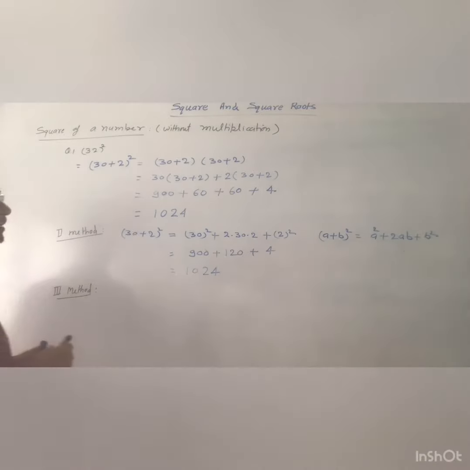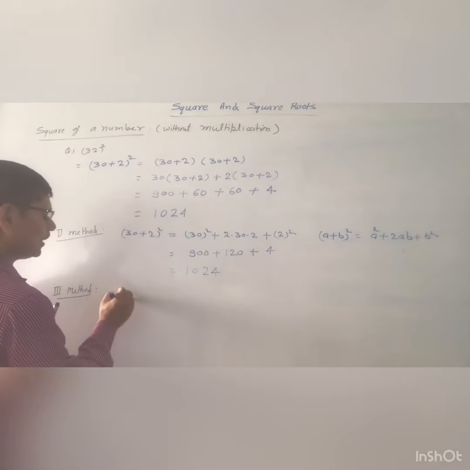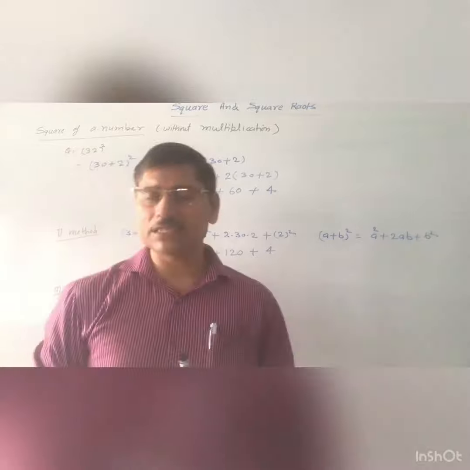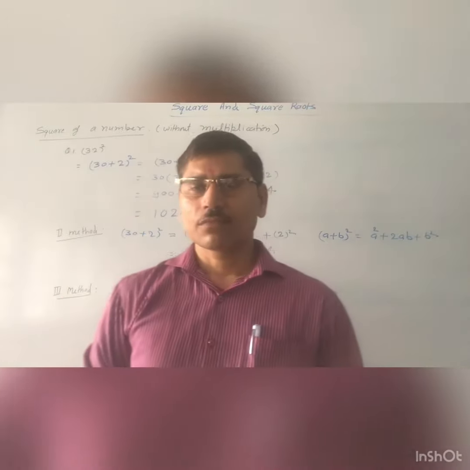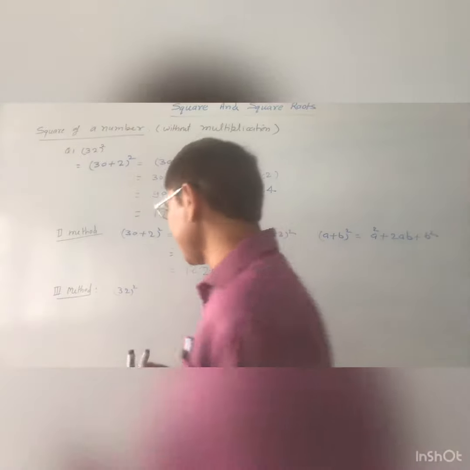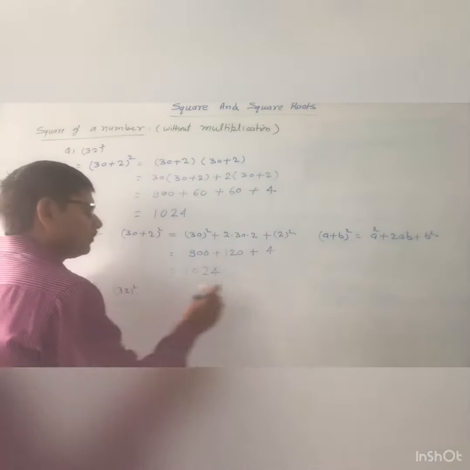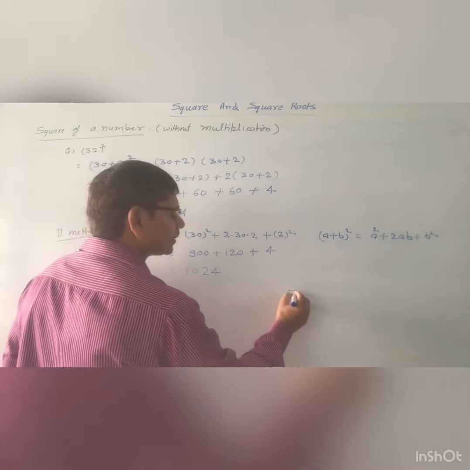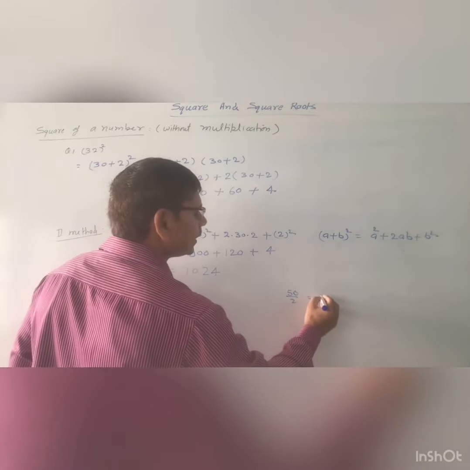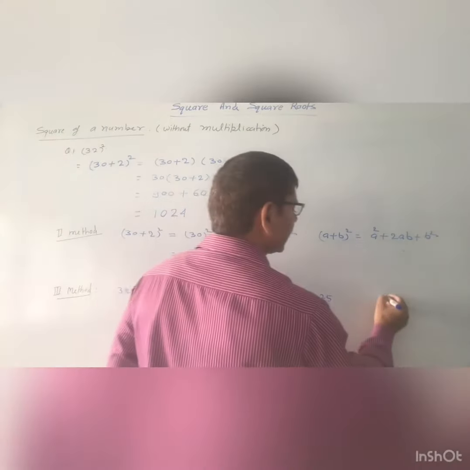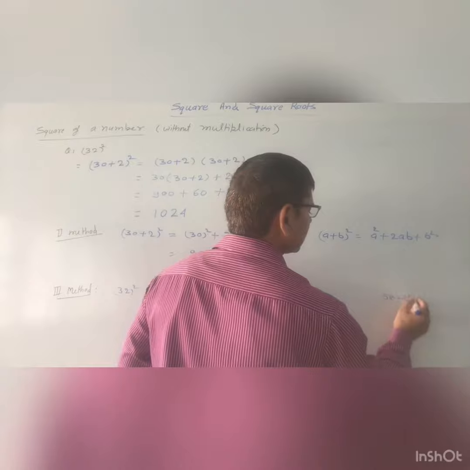Yes, here is the third method, that is 32 square. So you observe here this number is just nearest to the 50. ये नंबर 50 के नियरेस्ट. तो क्या करना है? आप 50 का हाफ कर लीजिए. 50 का हाफ बताइए कितना होता है? 50 का हाफ होता है 25 और 50 से इसका डिफरेंस निकालिए. 50 से डिफरेंस कितना होता है?